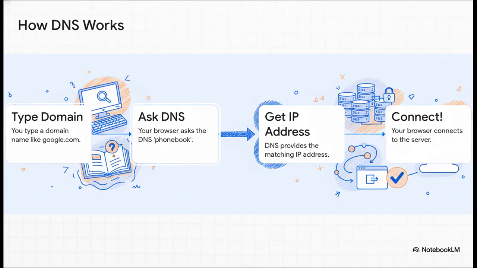So here's how that lookup works, step by step. You type in something easy and memorable, like google.com. In the background, your browser immediately asks the DNS phone book, hey, what's the number for google.com? DNS looks it up, finds that matching IP address, and hands it right back to your browser. And boom, with that address, your browser now knows exactly which server to connect to.